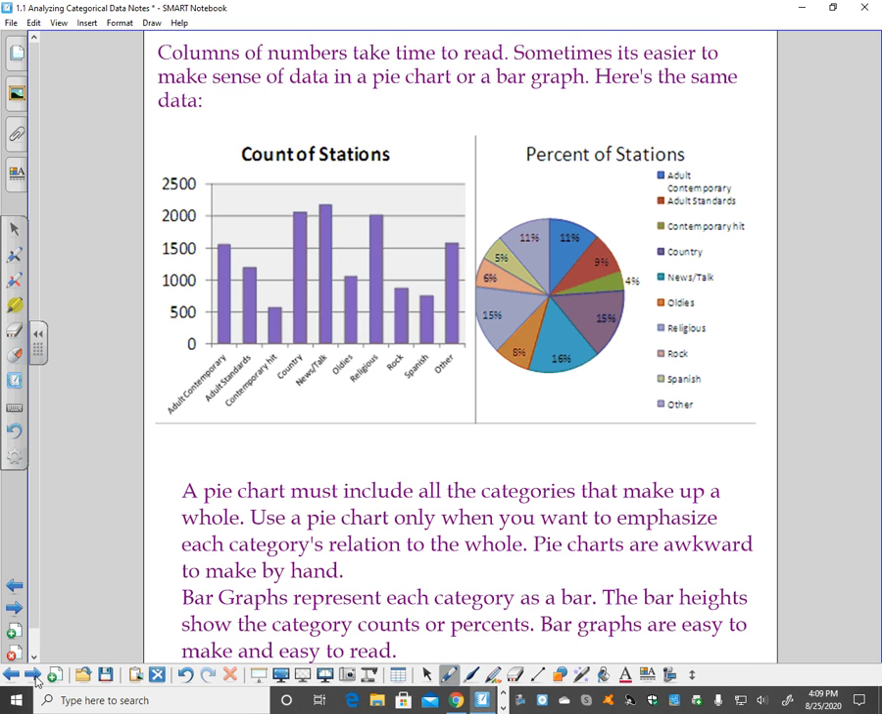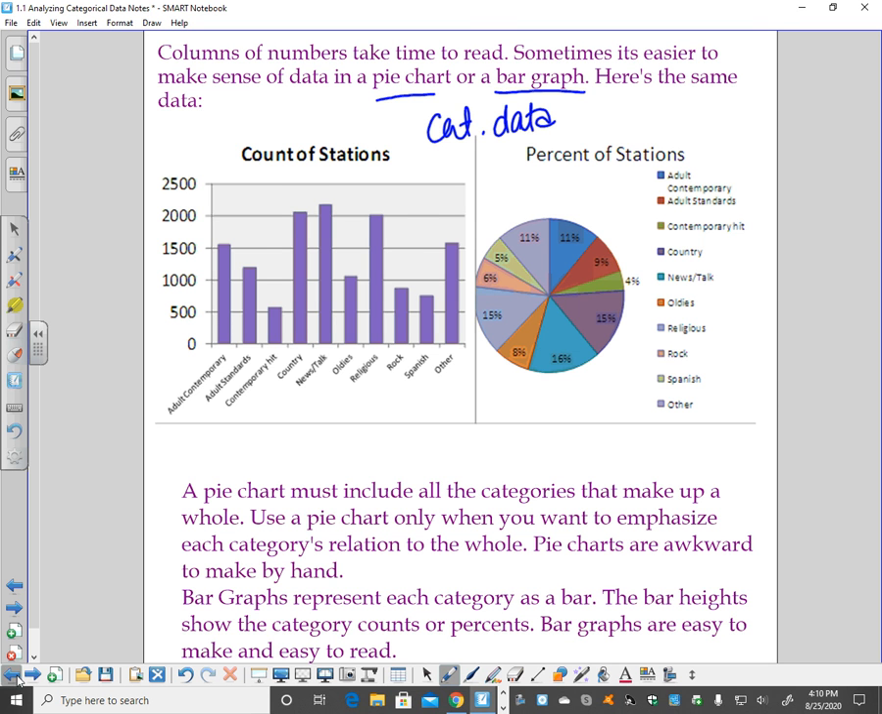Okay, that covers that. All right, so now let's talk about how you can represent categorical data. I'm stressing the vocabulary because these are the words that I want you to use in your writing. This is what I'm going to be looking for on tests and quizzes. Columns of numbers take time to read. Sometimes it's easier to make sense of data in a pie chart or a bar graph. Pie chart, bar graph, those are two ways to represent categorical data.